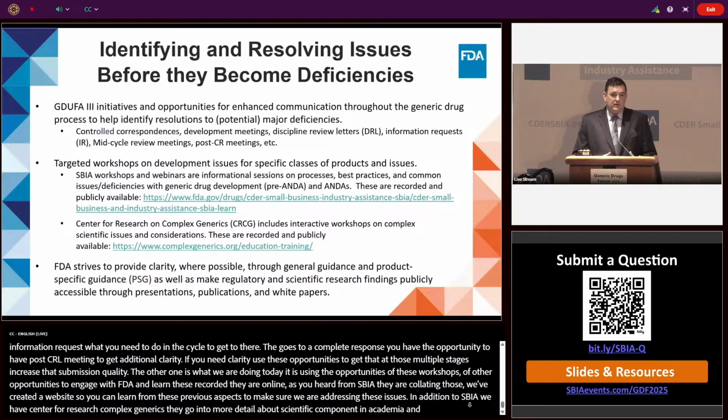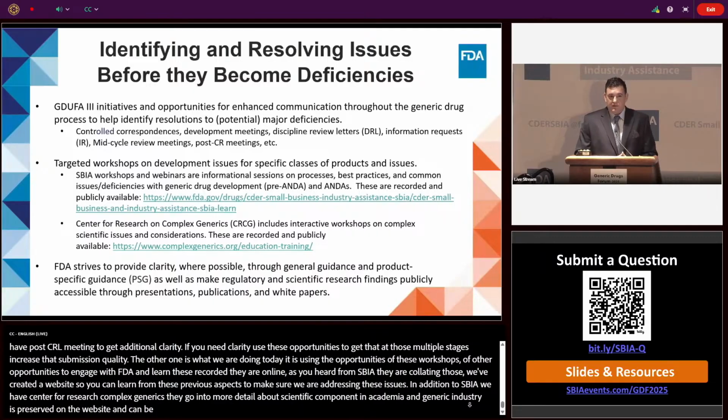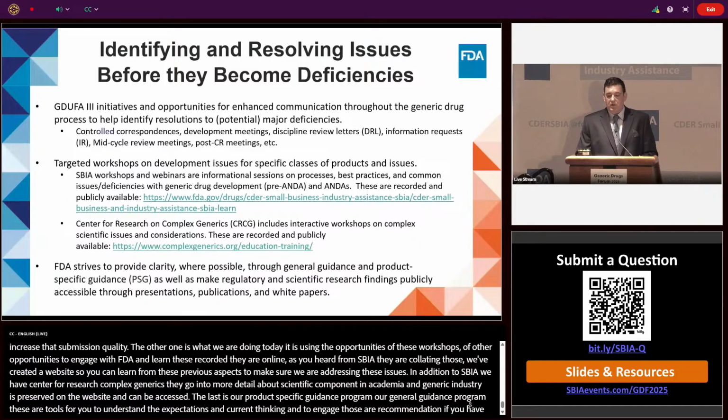And the last one is obviously our product-specific guidance program and our general guidance program. These are really just tools for you to understand what the expectations and our current thinking are, and then to engage. Those are just recommendations. If you have other alternatives, proposals, or different thinking, use those communications such as CCs, control correspondence, or product development meetings to engage with us and talk about those alternatives.